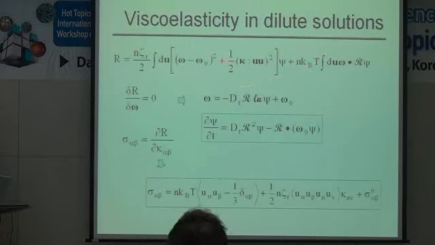So this is the Rayleighian. From the minimum conditions, you have this equation for omega, and this, together with the conservation equation, gives you the rotational diffusion equation in a flow field.